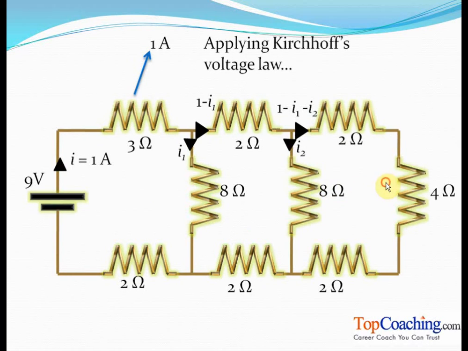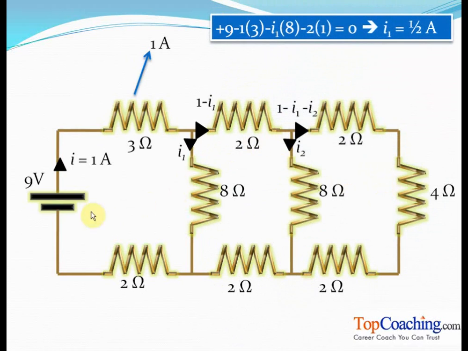Applying Kirchhoff's voltage law, we can say that plus 9 here, minus 1 into 3 here, minus I1 into 8 here, minus 2 into 1 is 0, because Kirchhoff's voltage law states that the algebraic sum of all the potential drops in a loop is 0. As you can see, plus 9 is the potential gain here, minus I into 3, that is minus 1 into 3, is the potential drop here. Similarly, minus I1 into 8 is the potential drop here and minus 2 into 1 is the potential drop here.